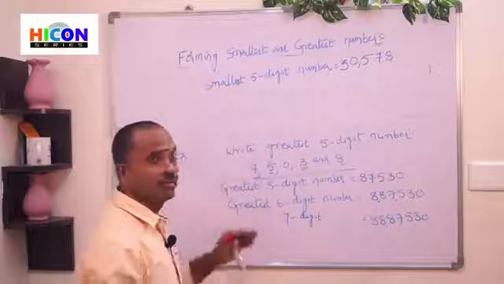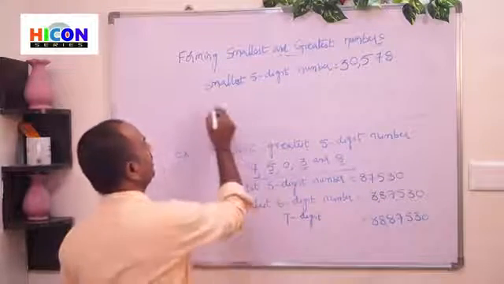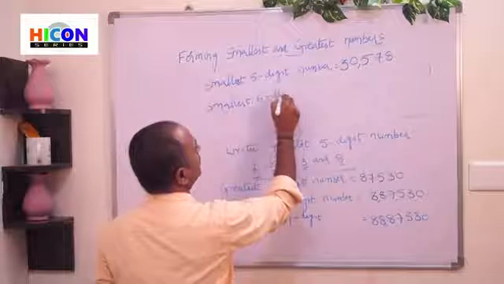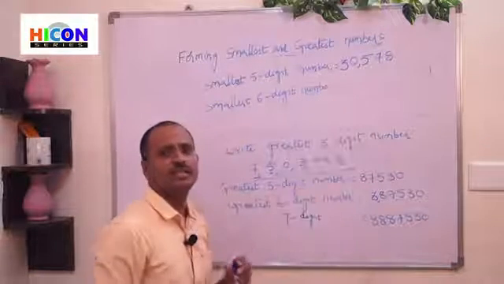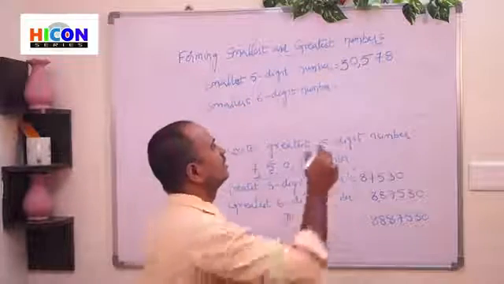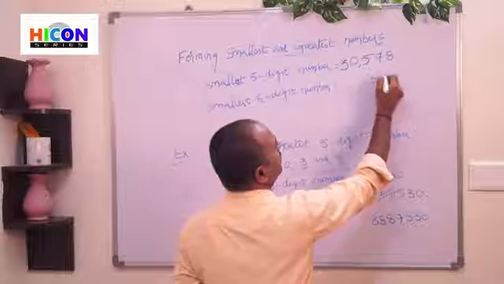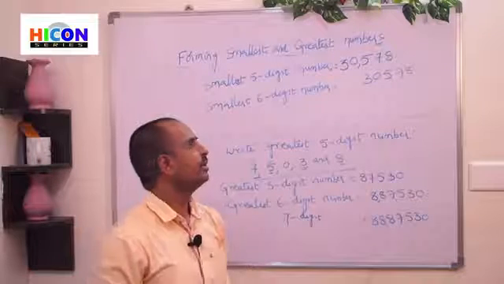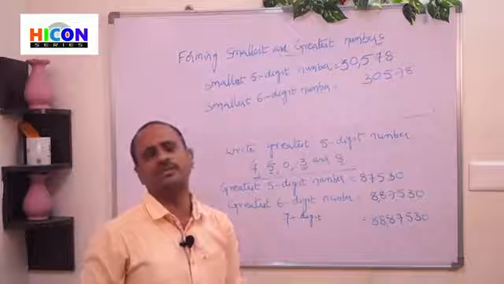And we can also form a 6-digit number with these 5 digits. How can we write the smallest 6-digit number? First arrange the given 5 digits in ascending order. We will get 30578. But this number has only 5 digits, and we require 6 digits. That means we require one more digit.